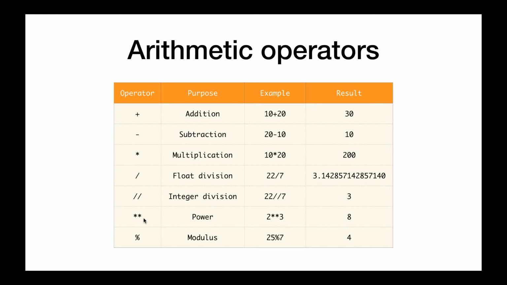We also have an exponent operator, which is the equivalent of x raised to the power of y. In this example, 2 star star 3 means 2 raised to the power of 3, which is equivalent to 8. We also have a modulus operator that gives the remainder after division. For example, 25 modulus 7 will give you 4.